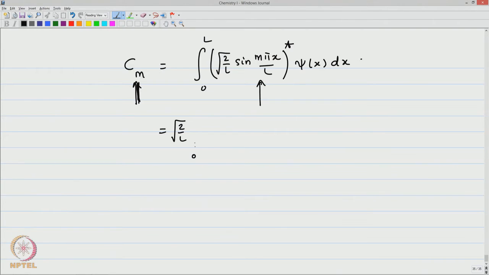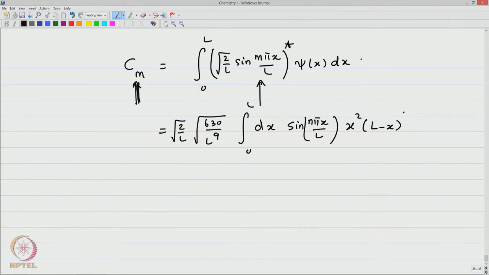So, let me also put the other factor, namely 630 by L raised to 9, 0 to L dx sin n pi x by L multiplying the psi of x, which is x square into L minus x whole square. That is the exact formula for Cn. There are two more parts to this problem. Let us finish this and then we will sum up this part of it. The other problems will be done in the next part.